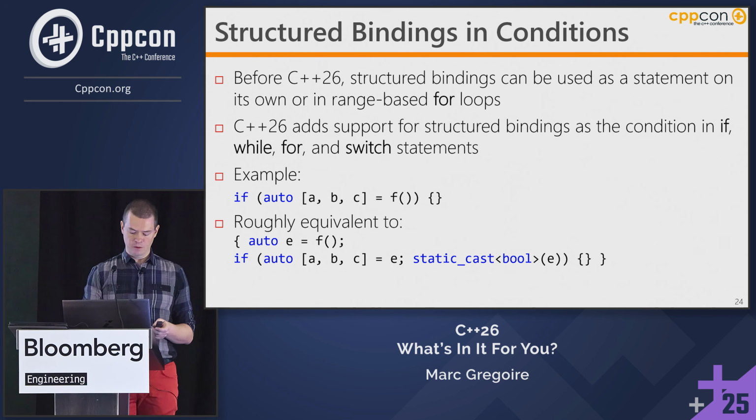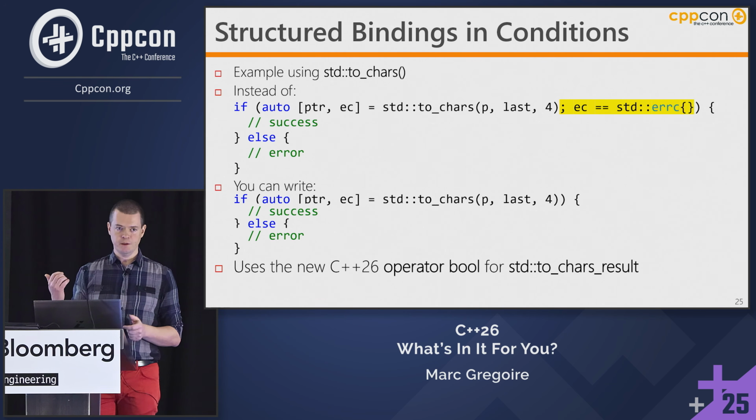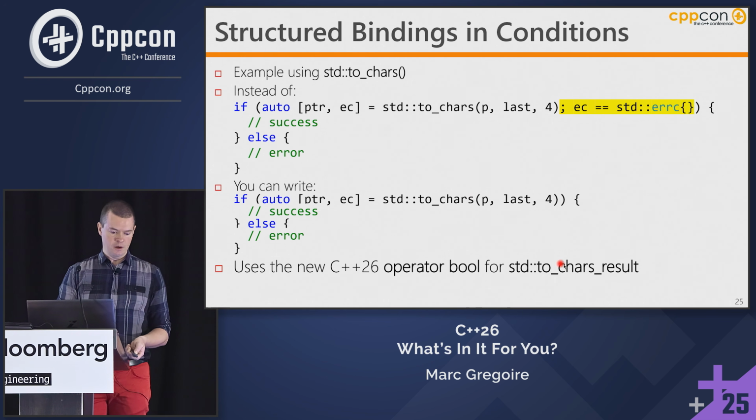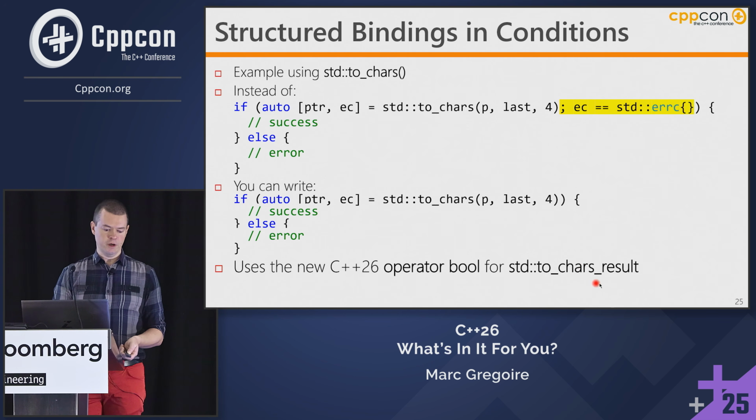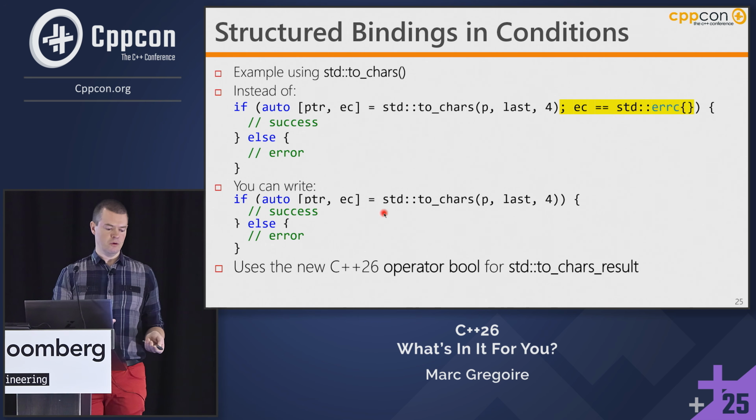Okay. And you can see that also on this example here. So to_chars actually returns a data type called to_chars_result. This is not new. This was already the case before. But what C++26 adds is an operator bool for this data type. So if you call it like here, it is being decomposed into a pointer and an error code, but the condition is actually going to call operator bool on the return type.